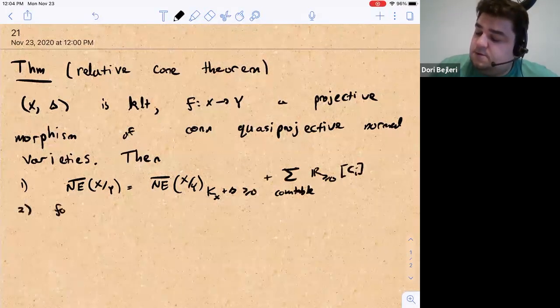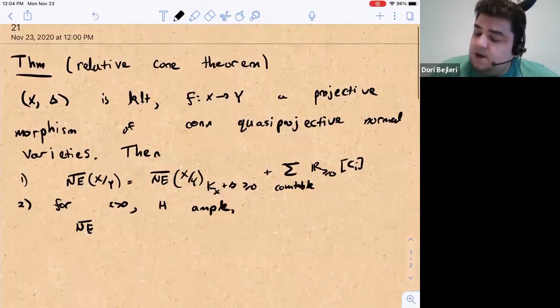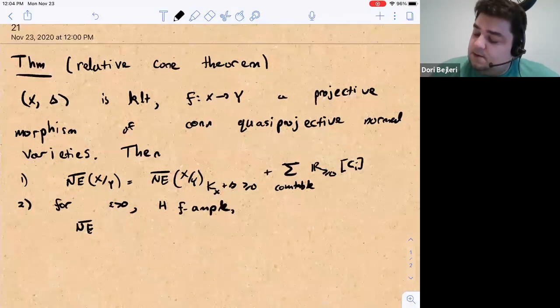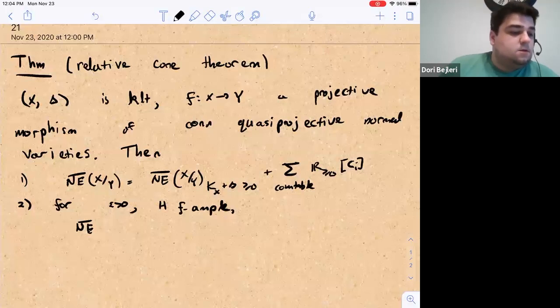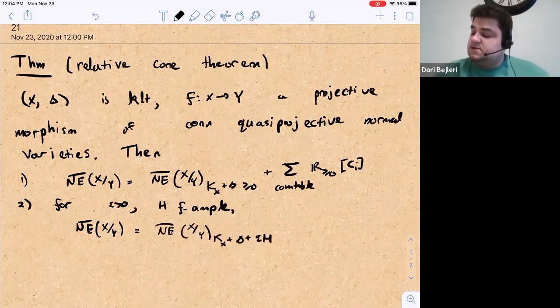Two, for epsilon greater than 0 and H ample, we have the same type of decomposition, but with a finite sum. And here, of course, H is f-ample, where we perturb by a small amount of H.